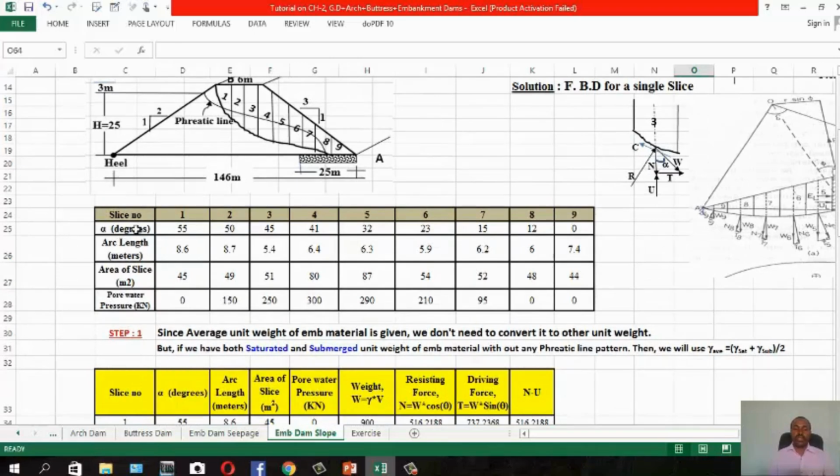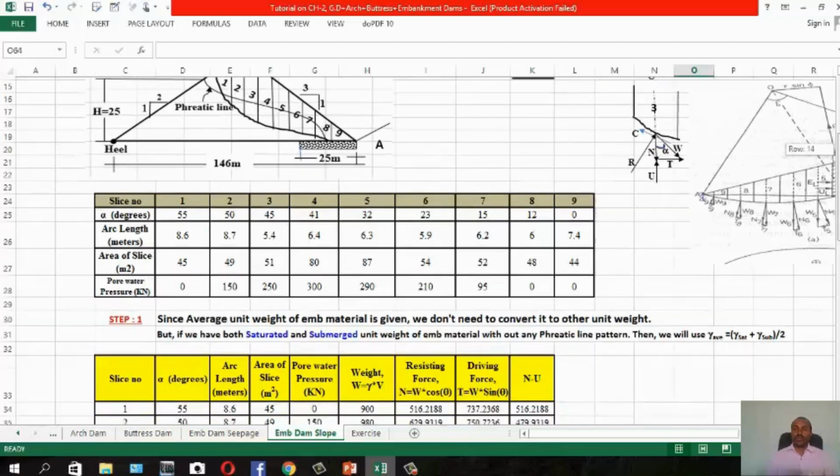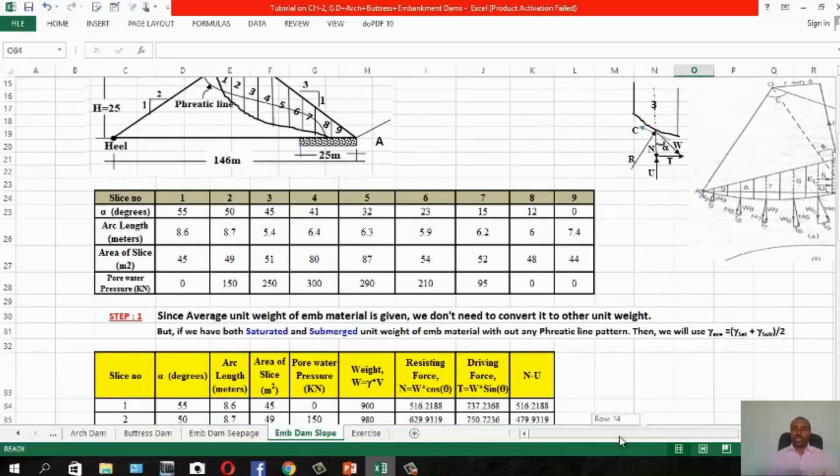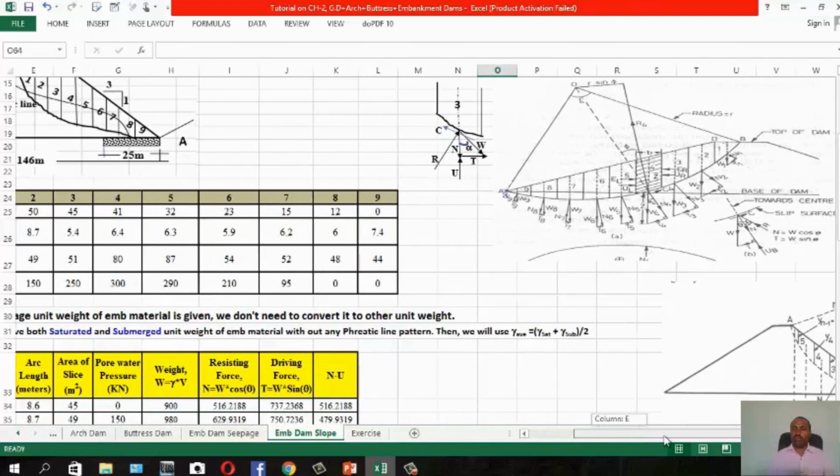So you have slice number 1 up to slice number 9. What is alpha in degree measure? Alpha, for each slice, you have the angle. Then what is arc length? Arc length, and also area of slice and pore water pressure that will be developed under this, for each slice. Before we go to the calculation step, let me show you.